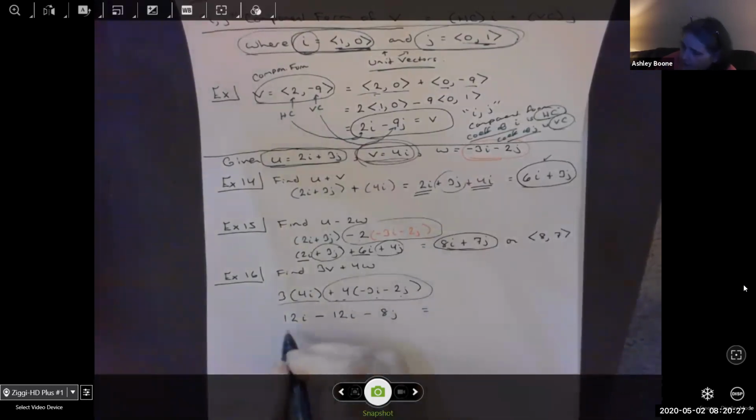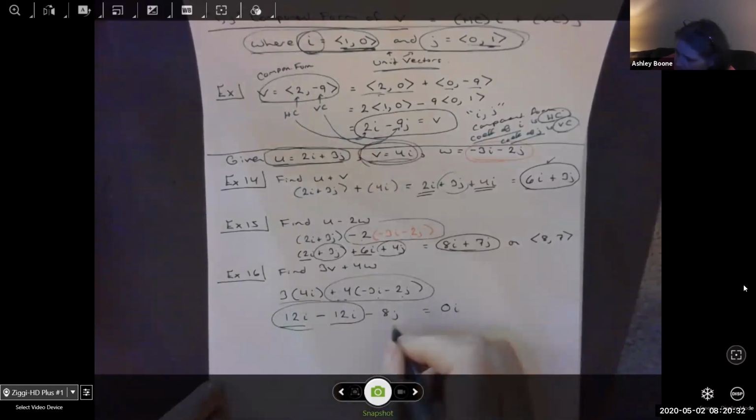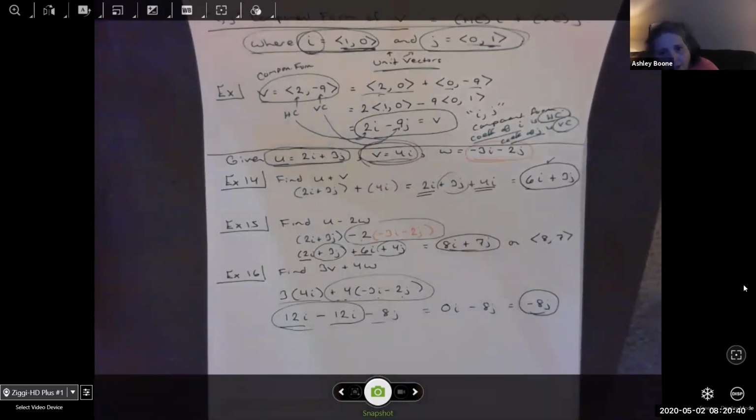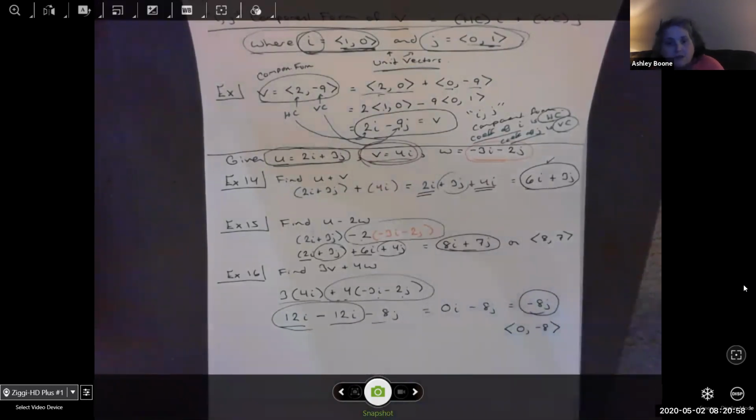So we would have 12i minus 12i, that's a 0i, minus 8j. You don't need to write 0, that's just a negative 8j. So negative 8j is the sum of those. The horizontal components balanced, they canceled each other out basically, right? In component form, that means your horizontal component is 0. They balance each other out, they're 0. But the vertical component ends up being negative 8. Those are the same things, horizontal component, vertical, okay?